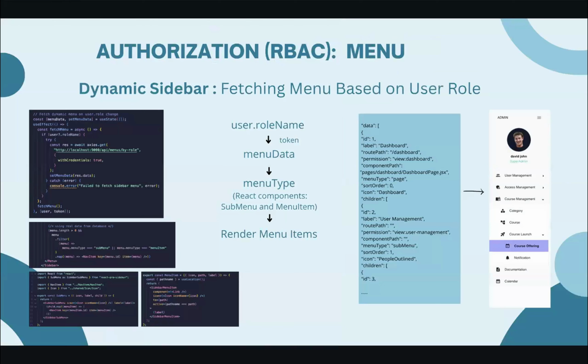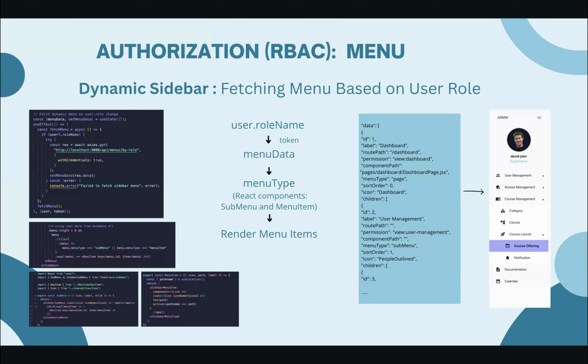Thanks, Freya. So the goal for us is to create a dynamic sidebar menu based on the user's role. So we use useEffect to check the user role, and it will send a request to the backend to get the corresponding menu. The result will be saved to the menu data. The front end will check the menu types and choose only side menu and menu item. So if it's a side menu, it will come with the child items, and if it's a menu item, it will come with a direct link to the page.